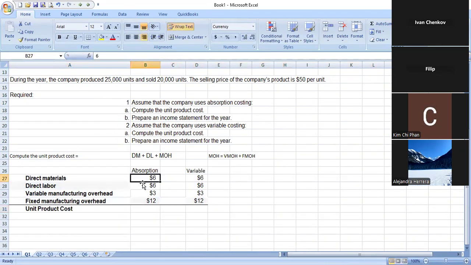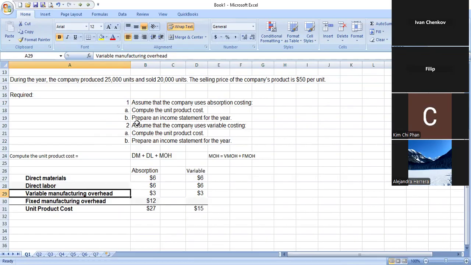So what's the difference? Absorption is going to absorb the fixed manufacturing overhead, and my cost here will be $27. Can you guys see it? How about the variable? Is it going to be the same? No. Which one are we going to miss here in the variable? Fixed manufacturing overhead. Why? Because we don't care about the fixed cost. We only care about the variable cost, which is direct material, direct labor, and variable overhead cost. So that's our difference here.